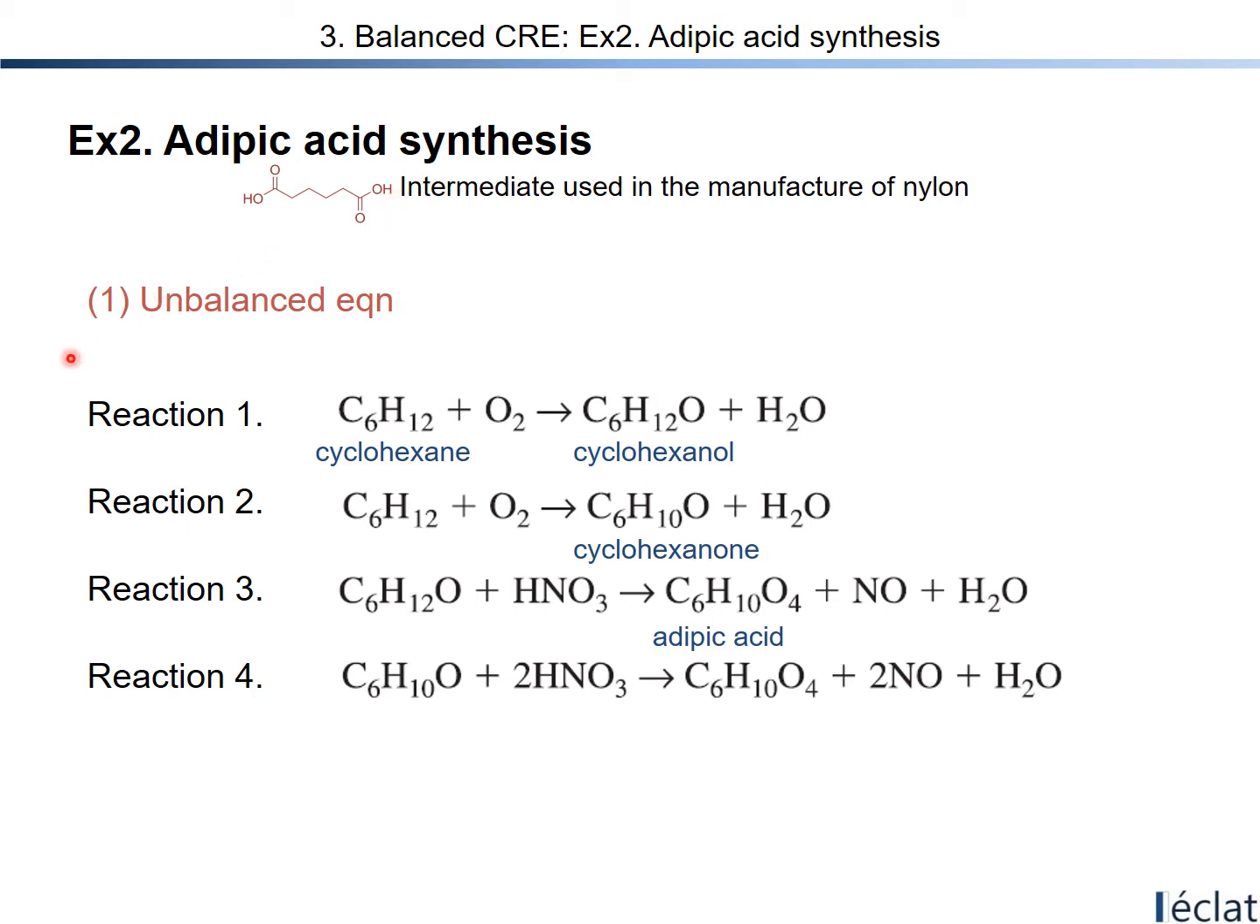So the first step is the unbalanced equation. For making the adipic acid, we have 4 reactions. The first one is cyclohexane being oxidized into cyclohexanol.